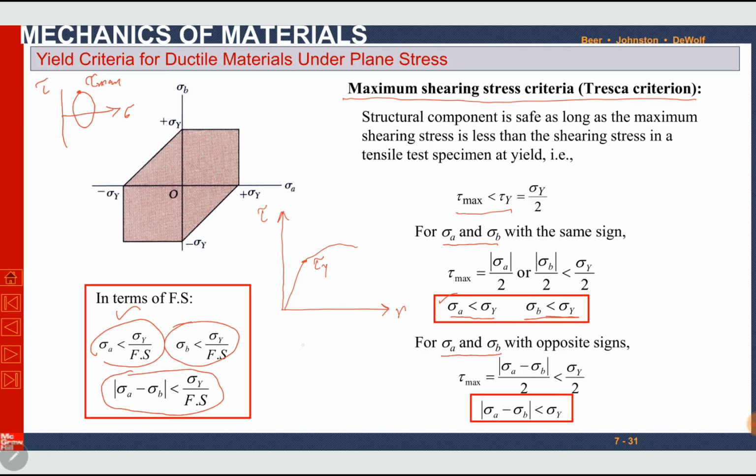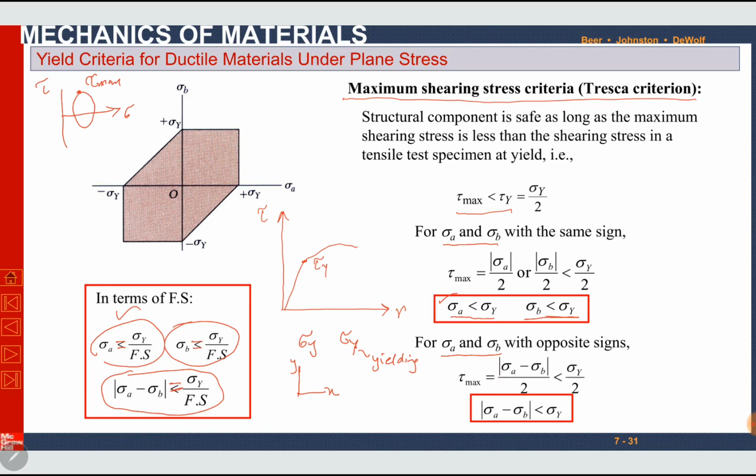Do not confuse sigma Y with sigma y. This small y is for the y direction. This capital Y is for yielding. So when we have to find the factor of safety, we can simply replace them with an equality sign.